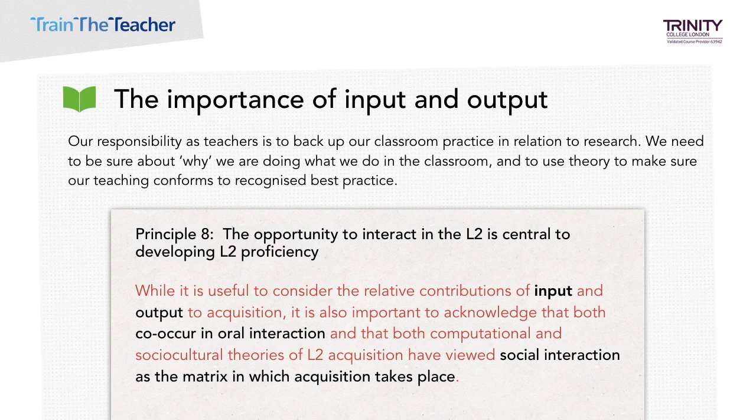Ellis wrote, "While it is useful to consider the relative contributions of input and output to acquisition, it's also important to acknowledge that both co-occur in oral interaction, and that both computational and socio-cultural theories of L2 acquisition have viewed social interaction as the matrix in which acquisition takes place." And we've just seen that when the child is learning their first language, this is done in a naturalistic environment through interaction with parents, other children and caregivers.